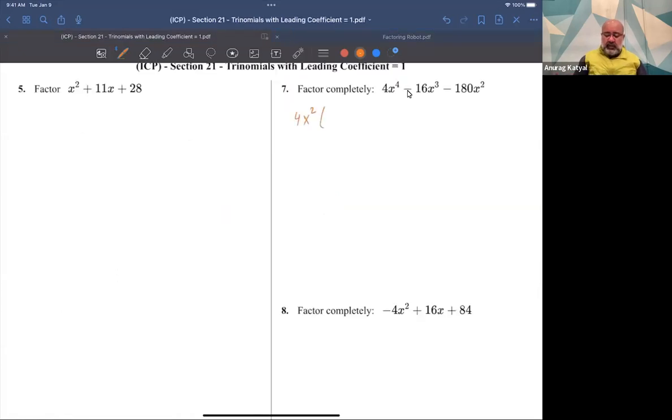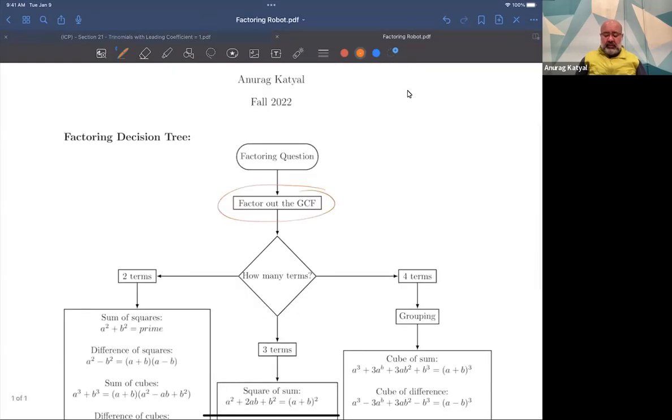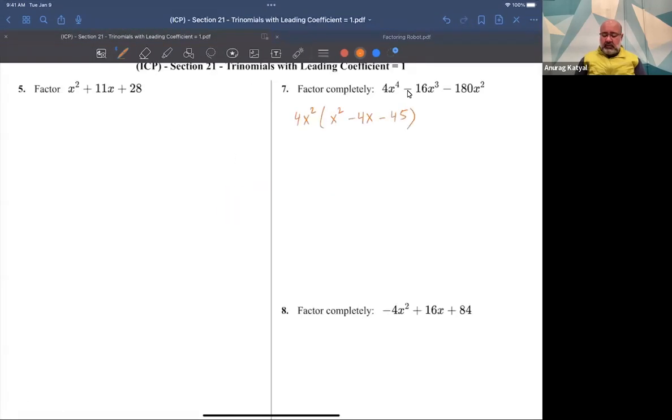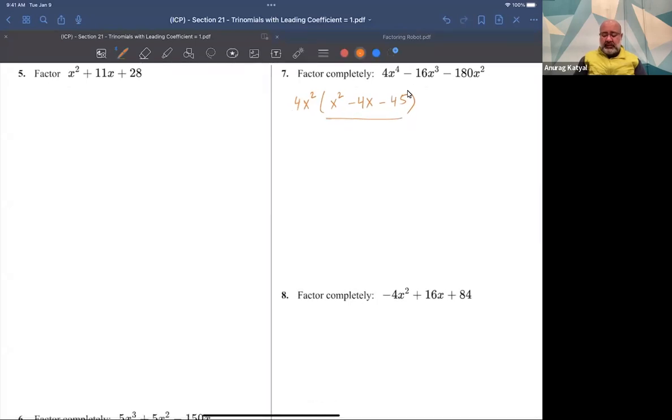So if you factor out a 4x squared, we divide each of the terms by the GCF. 4x to the 4th divided by 4x squared will give us x squared. -16x to the 3rd divided by 4x squared will give us -4x. -180x squared divided by 4x squared will give us -45. Yeah. And now we say, okay, we factored out the GCF. Now, how many terms do we have left over? Well, I have 3 terms. That's my trinomial right there.